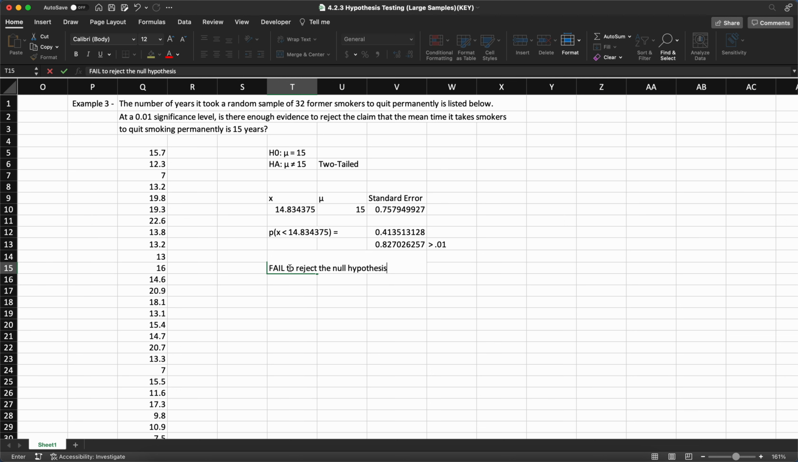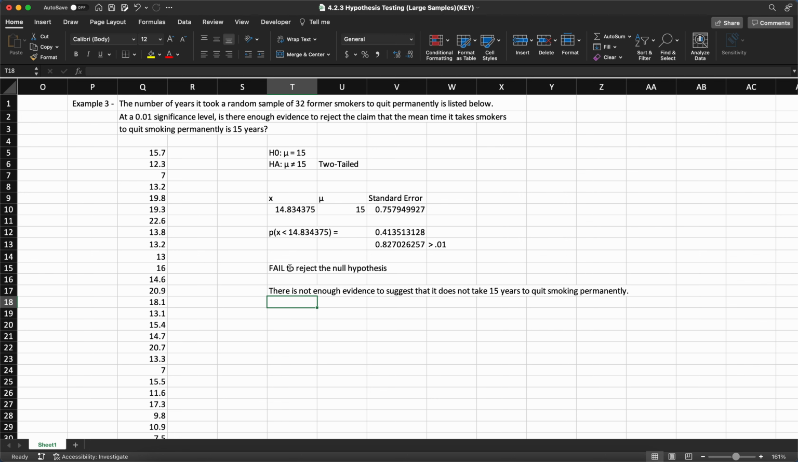There is not enough evidence to suggest that it does not take 15 years to quit smoking permanently. I would almost say that this data confirms the fact that it takes about 15 years to quit smoking permanently.